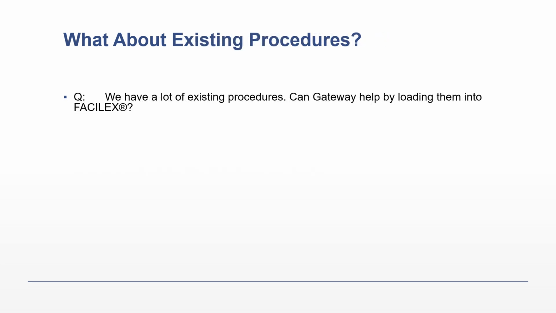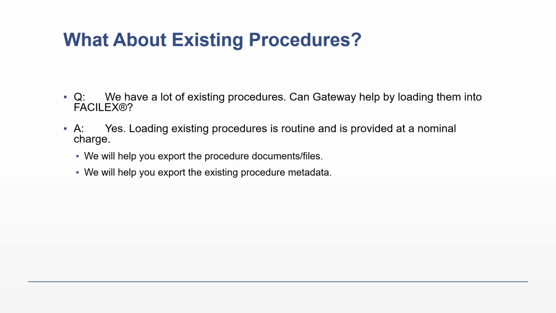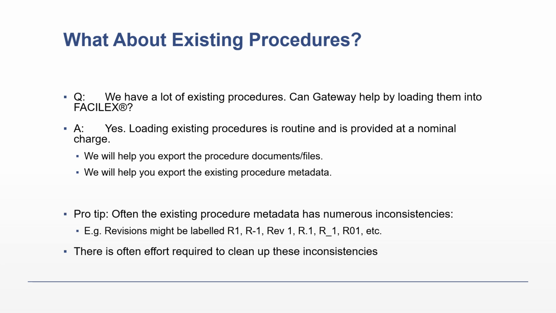Next question. We have a lot of existing procedures. Can Gateway help by loading them into FACILEX? Answer. Yes. Loading existing procedures is a routine activity performed at the beginning of a project. Gateway will help you export your existing procedure documents and files, and Gateway will help you export the existing procedure metadata. And here's a pro tip. We found that often existing procedure metadata has numerous inconsistencies. In the same procedure collection, you might see revision 1 expressed in a myriad of ways. So there's often an effort needed to clean up these inconsistencies.